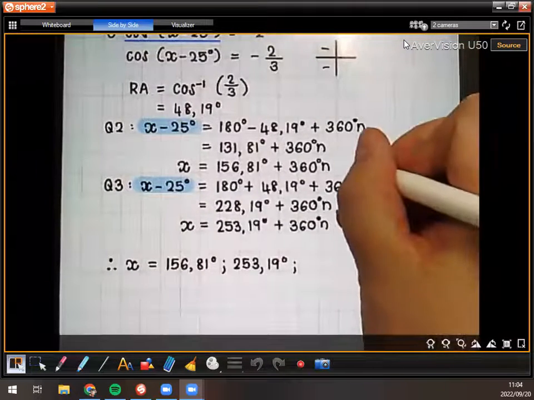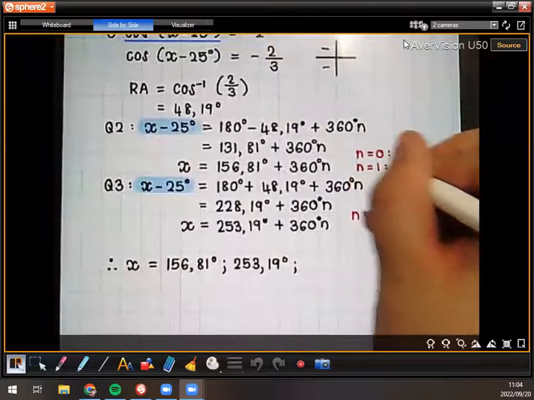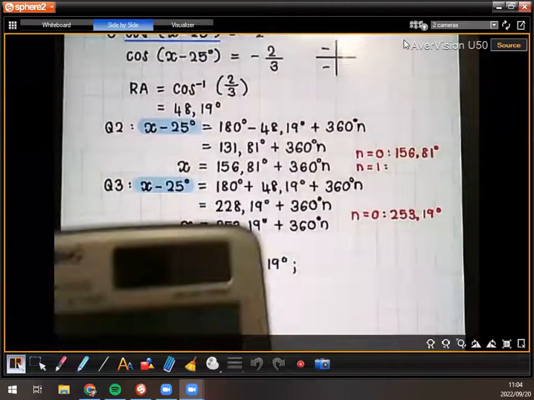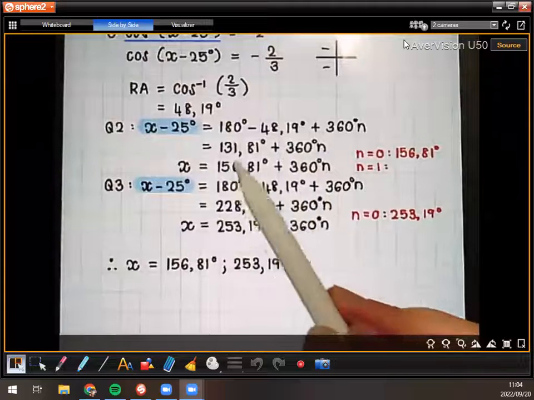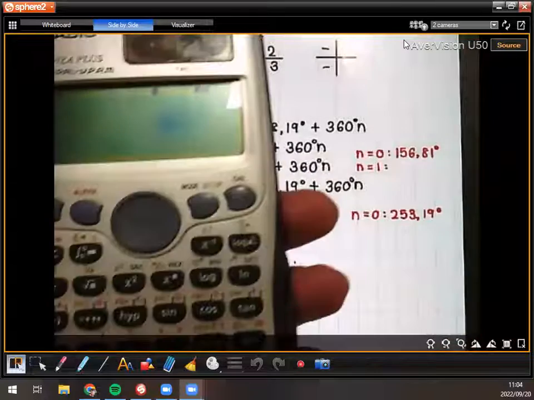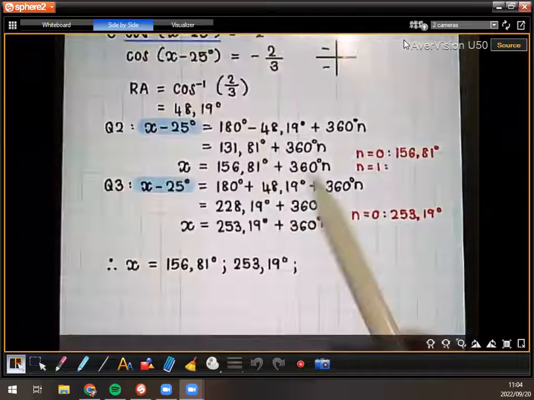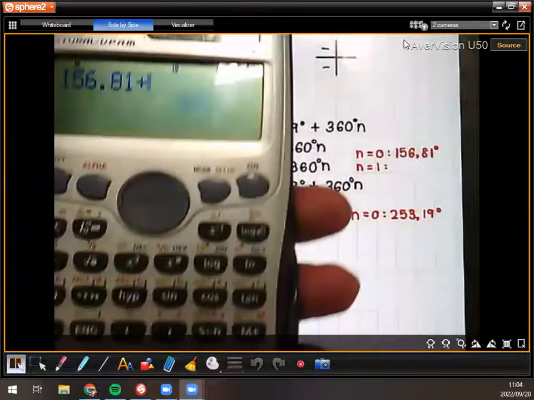Now, if I make n equal to 1, let's see what we're going to get. You can just use the calculator. You can do it in your head also if you want. It's just for speed purposes. 136.18 plus 360 times 1, hey?